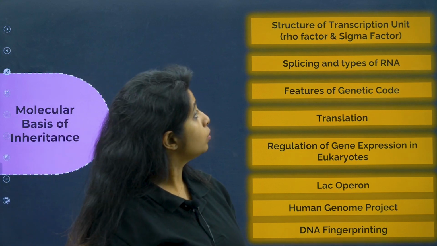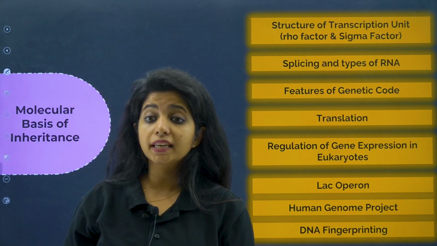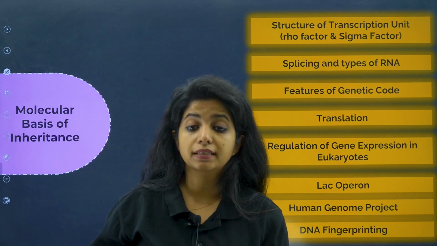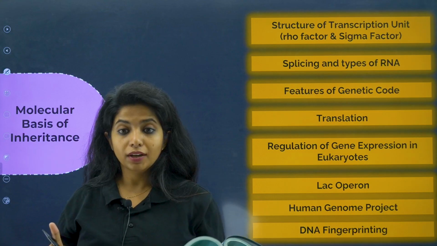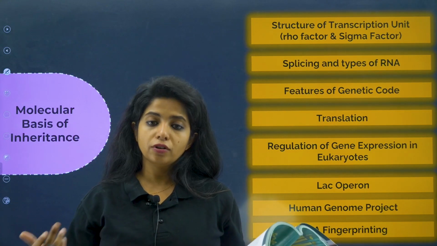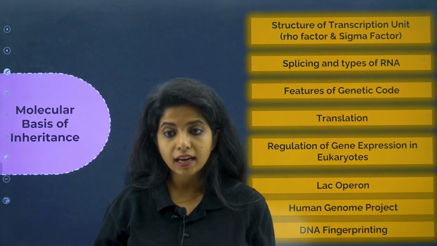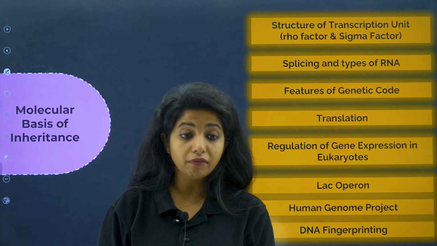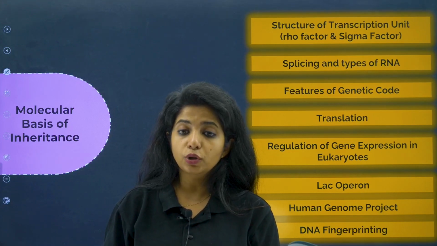Okay. Now, splicing and the types of RNA. What exactly is splicing? This is again a 1 marker question that comes. You should know it's the removal of introns and joining of exons, which is known as splicing. And the types of RNA: you have different types of RNA in the case of eukaryotes.